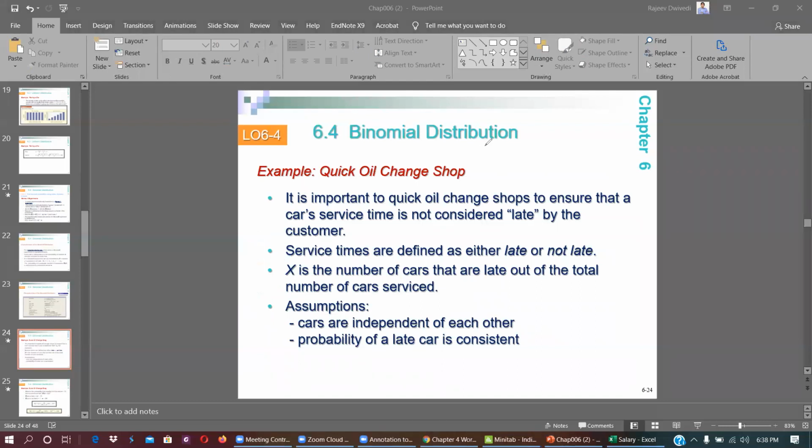It is important for a quick-change shop to ensure that a car's service time is not considered late by the customer. Service times are defined as either late or not late. So we have two situations, late or not late. If X is the number of cars that are late out of the total number of cars serviced, we are going to do a numerical here.